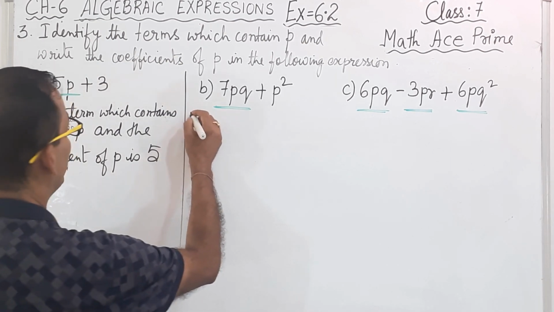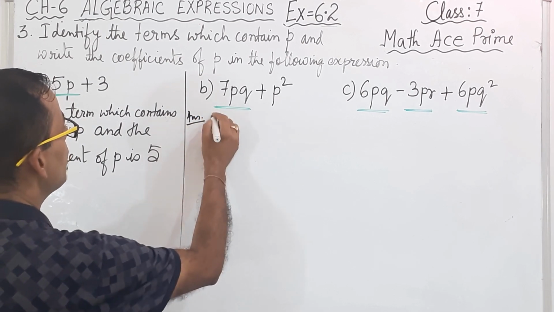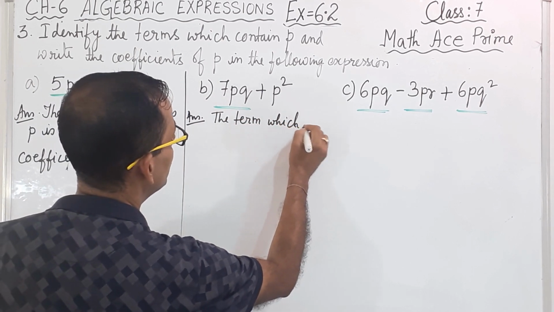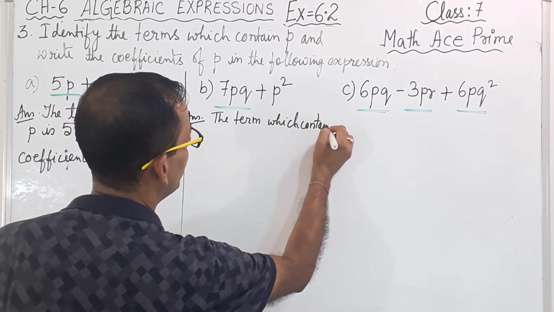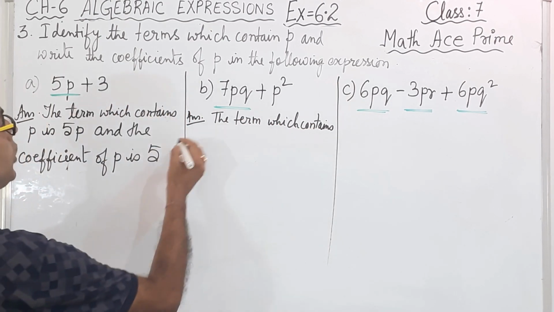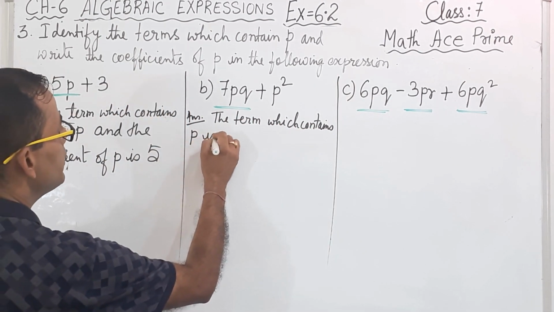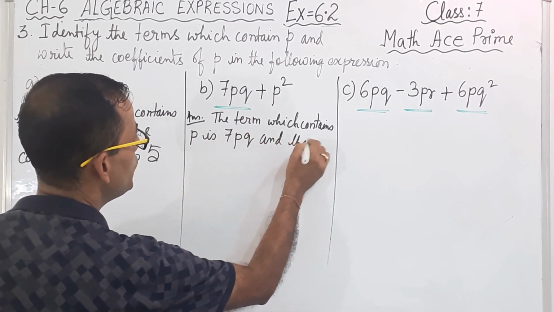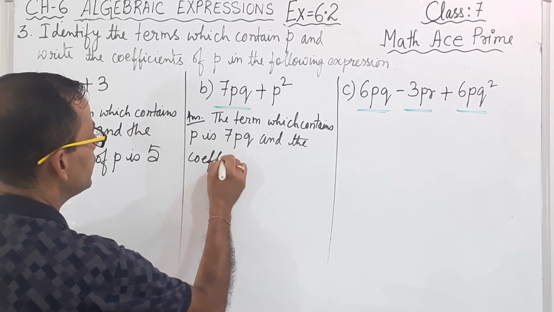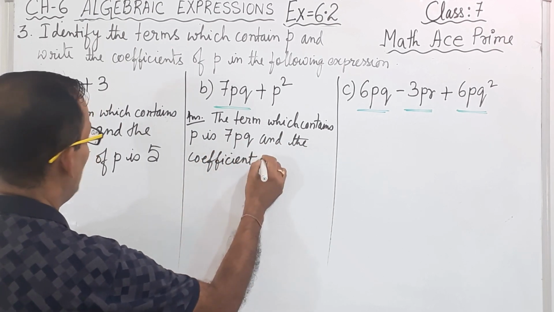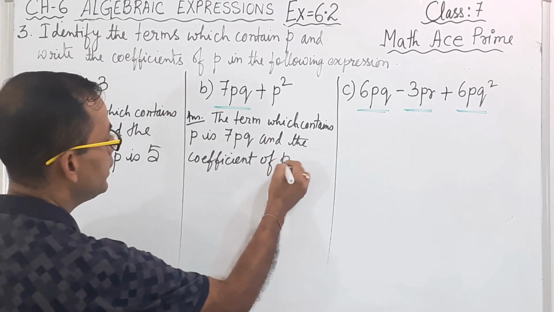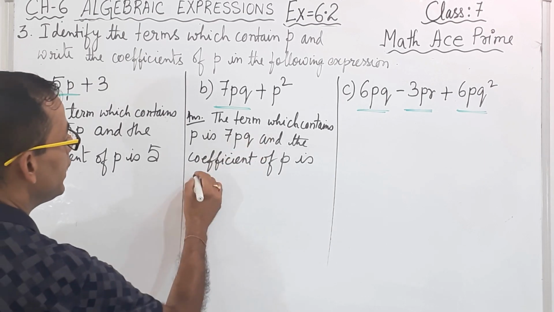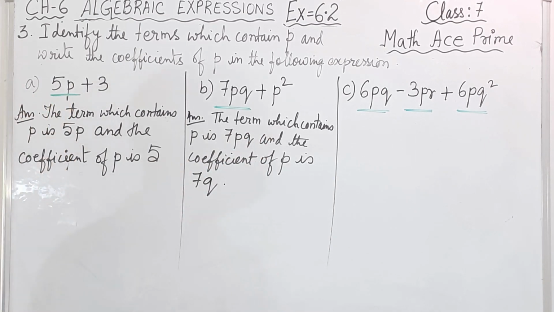Now next one, this one, answer. Okay, so the term which contains P is 7PQ, and the coefficient of P is, so P you don't write, then what is left? 7Q. Clear? Got it?